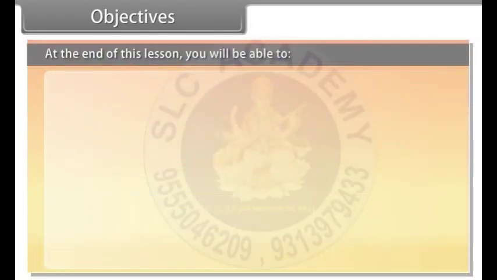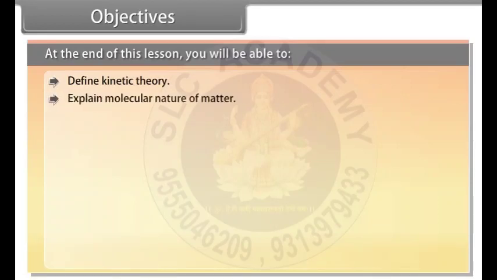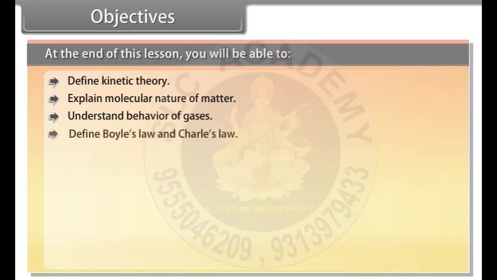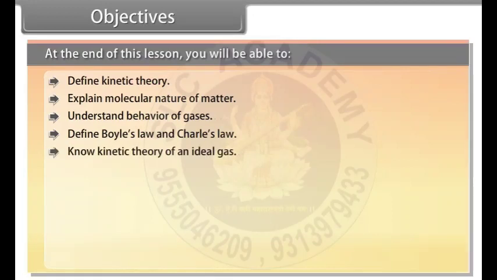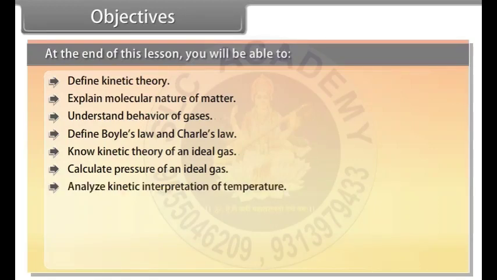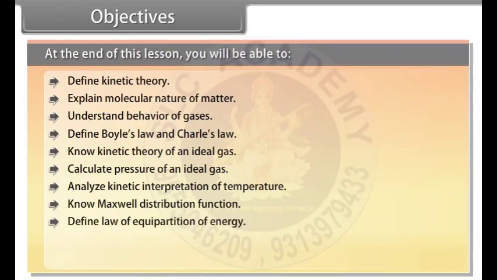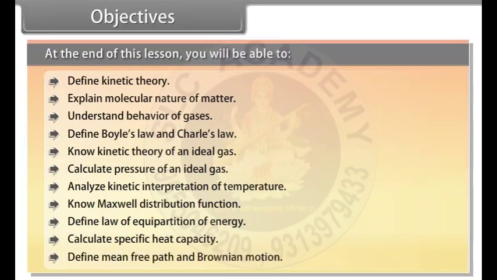At the end of this lesson, you will be able to define kinetic theory, explain the molecular nature of matter, understand the behavior of gases, define Boyle's law and Charles' law, know the kinetic theory of an ideal gas, calculate the pressure of an ideal gas, analyze the kinetic interpretation of temperature, know the Maxwell distribution function, define the law of equipartition of energy, calculate specific heat capacity, and define mean free path and Brownian motion.